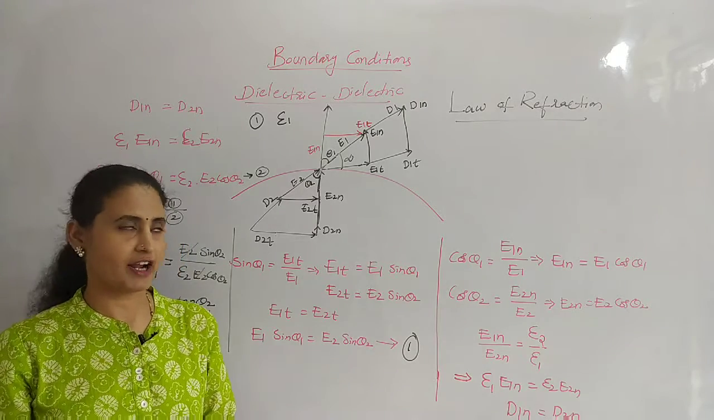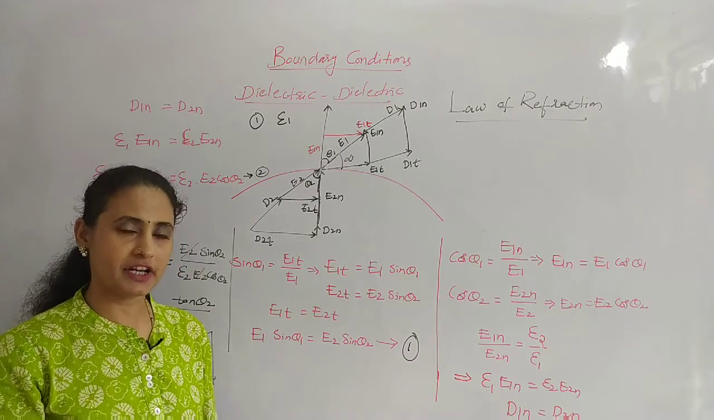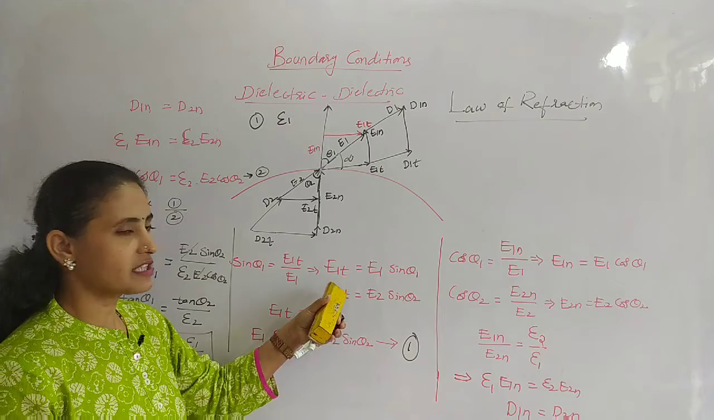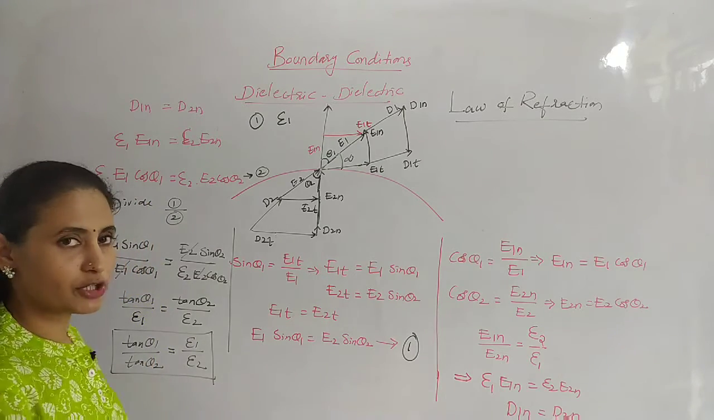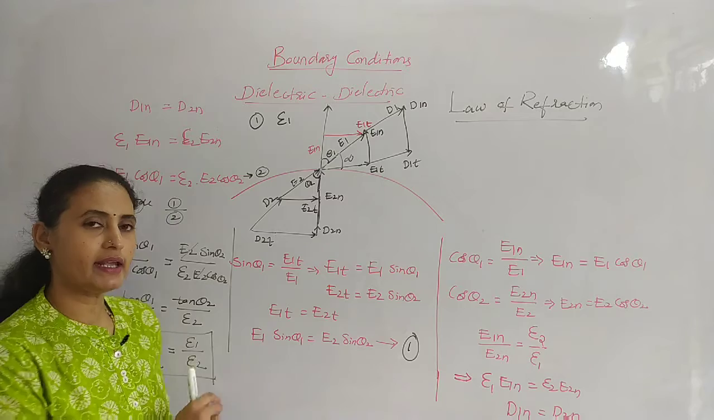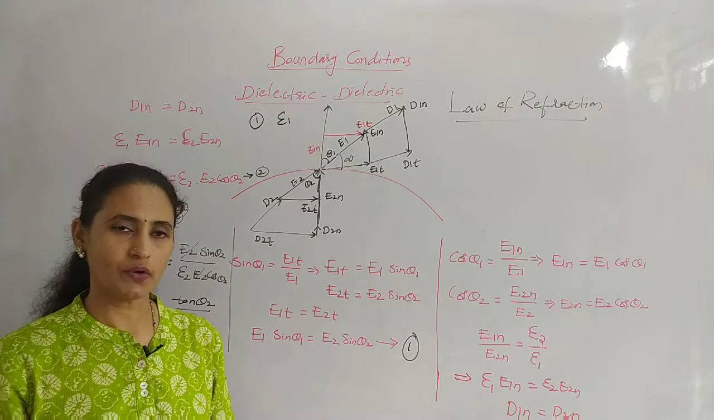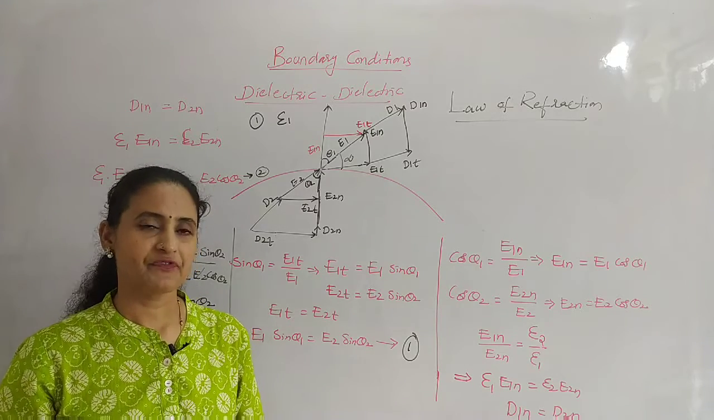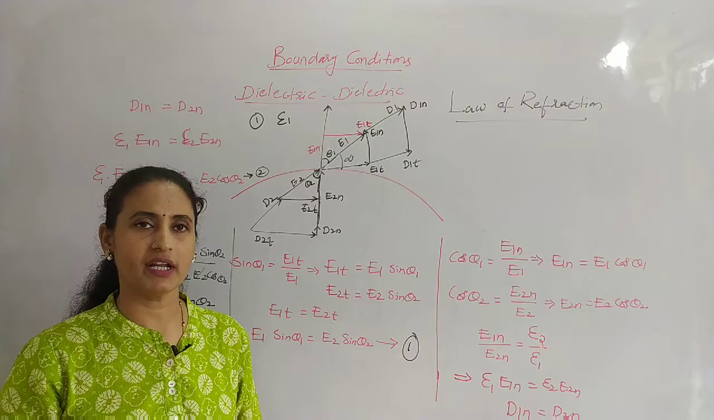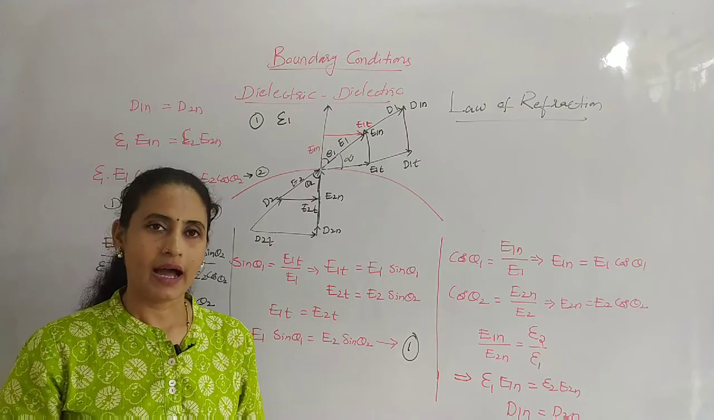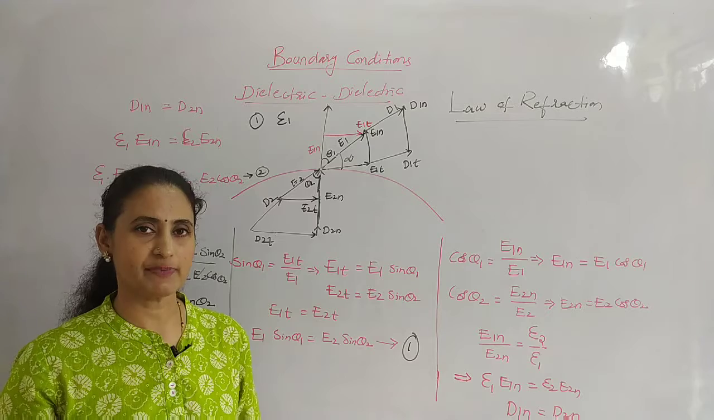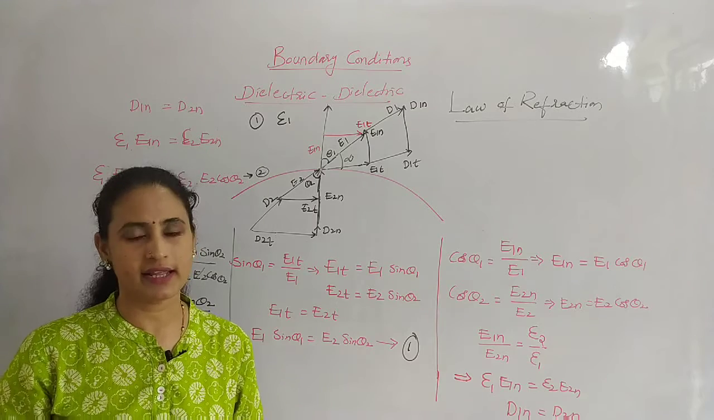So the law of refraction from one dielectric medium to another dielectric medium, using the boundary conditions, is given by tan theta 1 over tan theta 2 equals epsilon 1 by epsilon 2. In the next class we will derive the boundary conditions between dielectric medium and conductor, conductor and dielectric medium, and conductor and free space. That we will see in the next class.